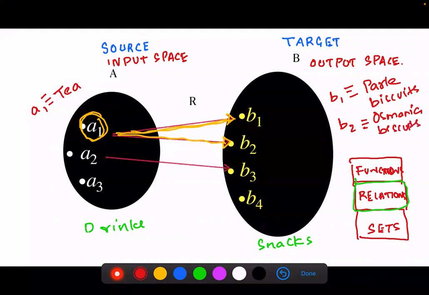So maybe, let's say the set B is a set of snacks, right? Set A is a set of drinks. So I am having a relation. I'm having a meaningful connection, right? Now this reflects my preferences maybe. Somebody else's preferences might be different, so they can be understood differently. Your starting set, A, is the source set or the input space, and B you can call the target or the output space, right?